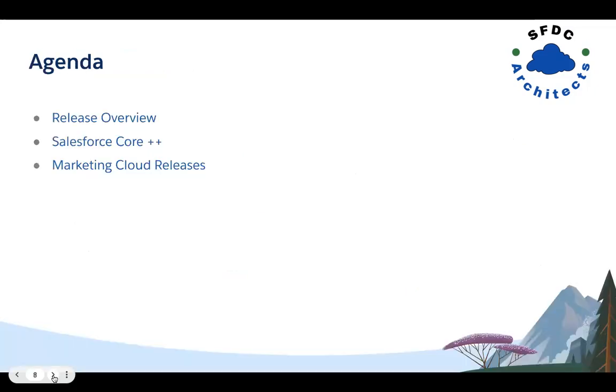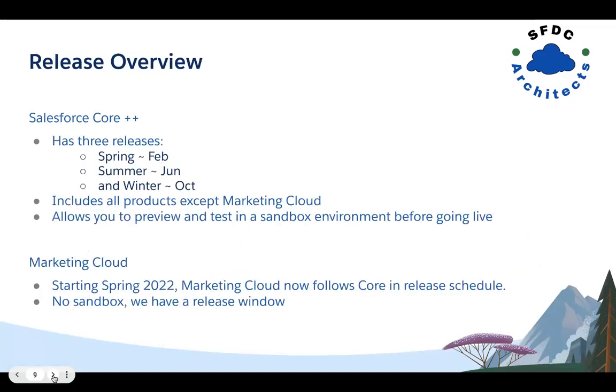Thank you, Lori. So our agenda, we're going to do just a really quick release overview of what it is. Then we'll talk about core, and then we'll finish with Marketing Cloud. So our releases. Everybody always asks, why are there only 3? There's a spring release in February, summer in June, and winter in October. There is no fall release. We all joke about why Mark Benioff does not like fall, but you'll get 3 releases a year.